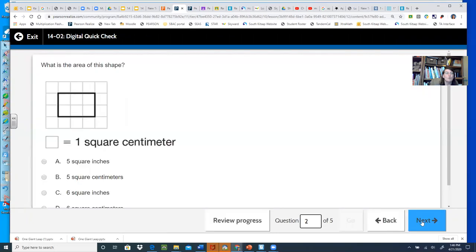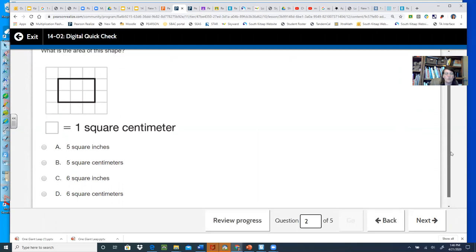Okay, number 2, what is the area of this shape? This one, you can just touch and count. Touch and count. And you're deciding, is it 5 square inches? So pay attention to what the key says. 5 square centimeters, 6 square inches, or 6 square centimeters. So pay attention to the key on that one. It'd be really easy to pick the wrong one.